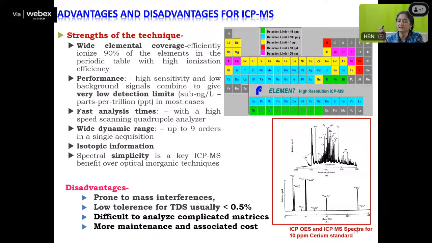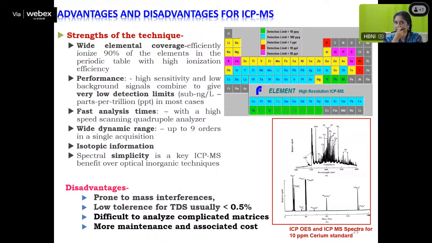Then for blue color, it is less than 100 ppq. Yellow color, it is less than 1 ppt. Red, it is 10 ppt. And the pink or magenta color, it is 50 ppt. So have a look at the detection limits given here.